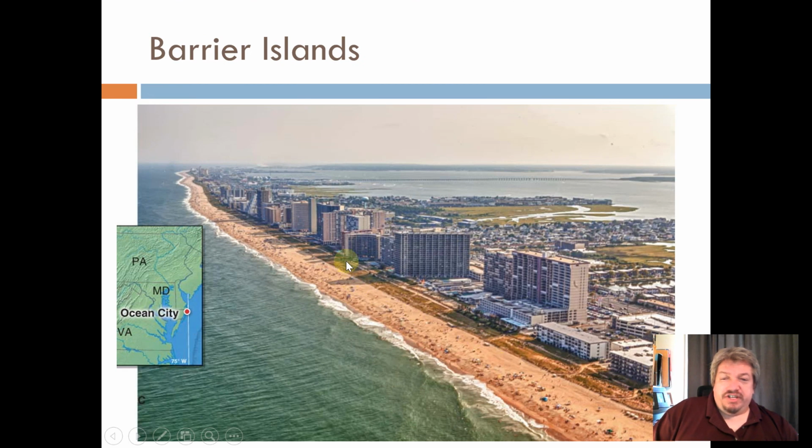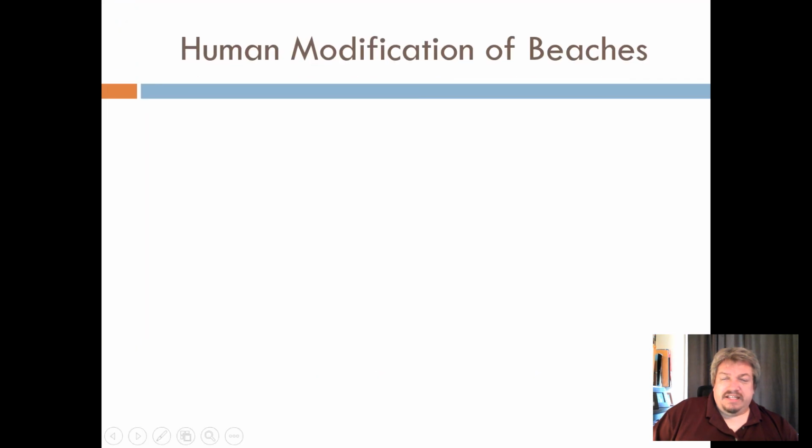Here's another one in Virginia City. It's a very shallow, very flat lagoon behind it right here. And that leads us into our next section, modification of beaches. I'm going to pause it right here. We'll come back in just a little.